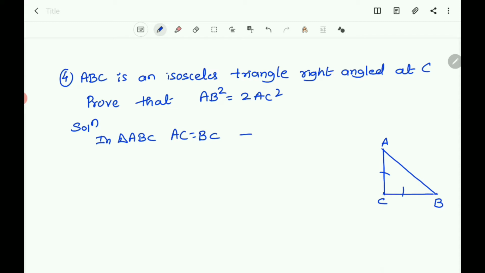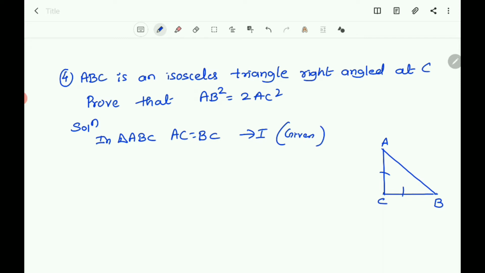Consider this as first. That is given. Given means it is said that it is an isosceles right angle triangle, and as it is right angled at C, it is not possible to have the hypotenuse equals to any other side. So here AB is the hypotenuse, which means AC must be equals to BC. So you take it is given here.